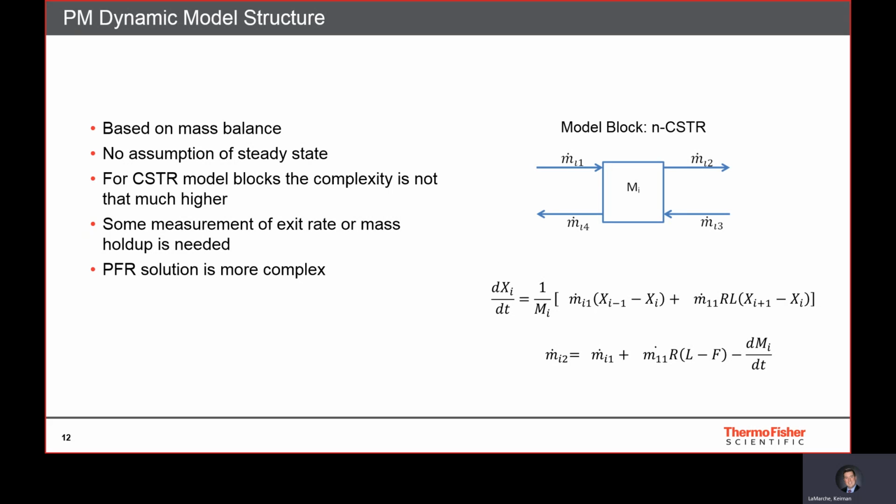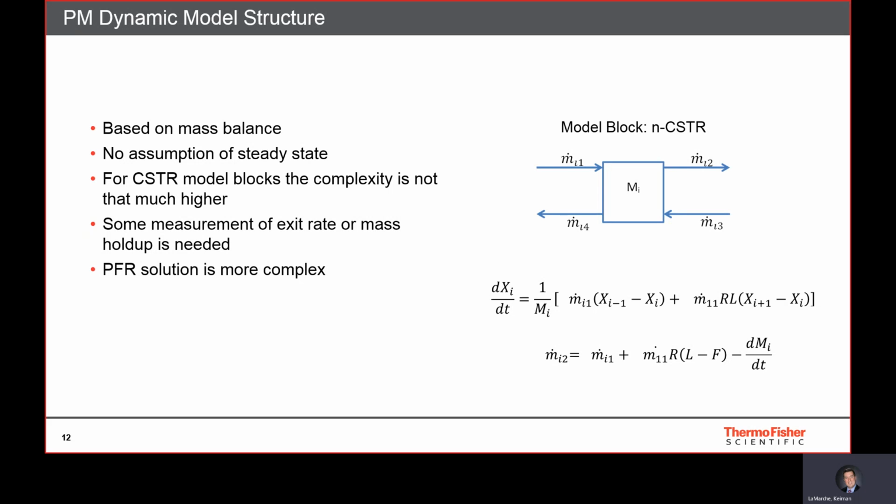So let's take a little bit and look at how these dynamic models are built. All the models are built in the same way as steady-state models, from a mass balance of the system. However, in this case, the assumption of steady state is not applied. The mass balance is used to generate a series of equations, which can then be solved to determine the concentration of the materials in the system over time.